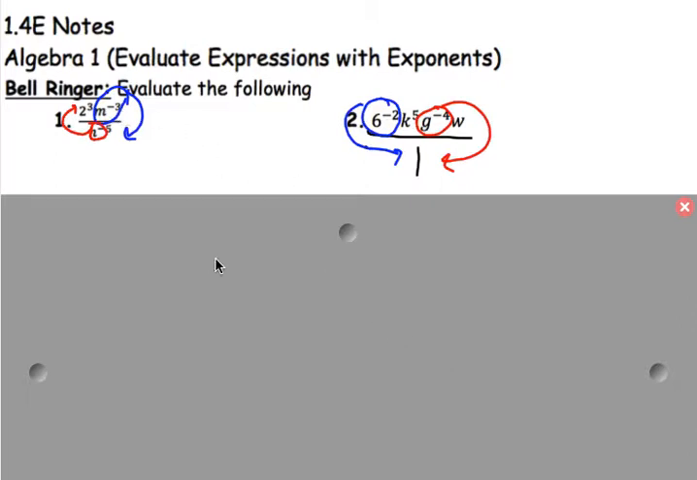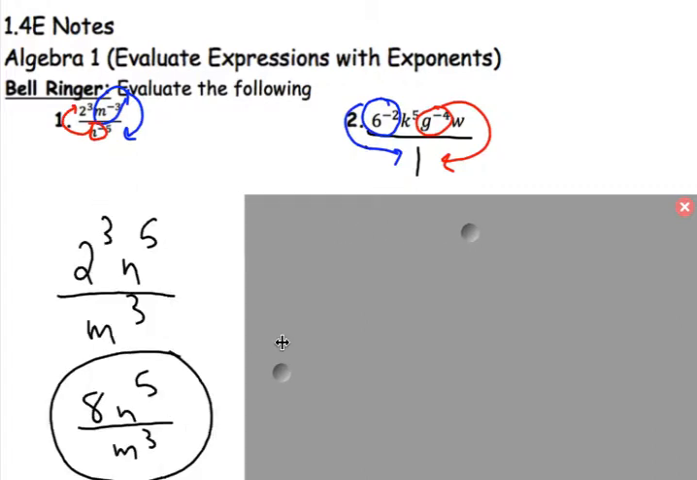So first of all, with number 1 in your bell ringer, our first goal is to recognize the negative exponents and then move them. So up top I have m to the negative third. That needs to be moved to the denominator. And on the denominator I have n to the negative 5. That needs to be moved up. So let me slide this over. You can see my work here.